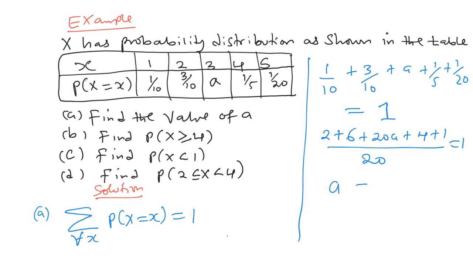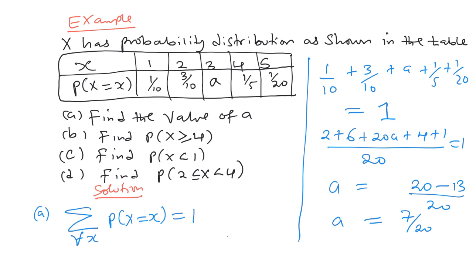A is equal to 20 minus 2 plus 6 is 8 plus 9 is 13, out of 20. Okay, so what is A? A gives us 7 all over 20. That's the value of A. So as simple as that, you have the value of A.